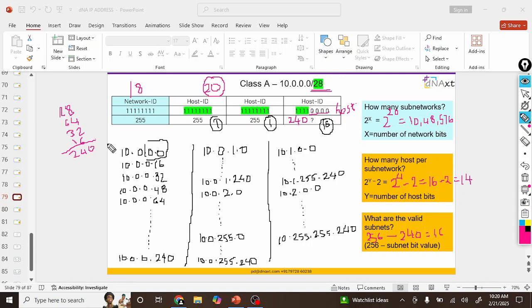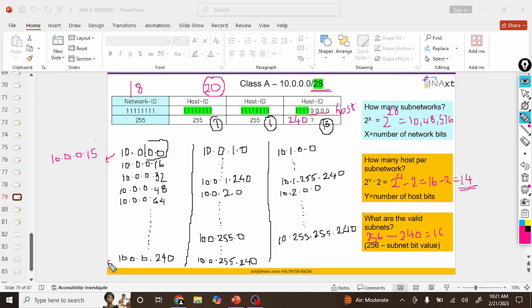Let's write down the broadcast ID of a few of them. Broadcast ID for this will be 10.0.0.15. First valid host will be 10.0.0.1 and last valid host will be 10.0.0.14. So 1 to 14, 14 valid IP addresses you will get.